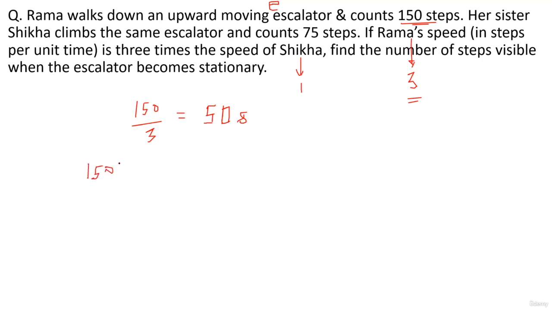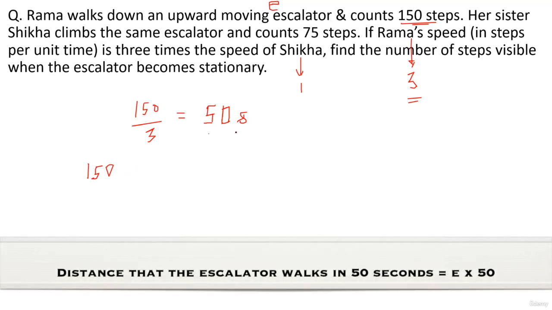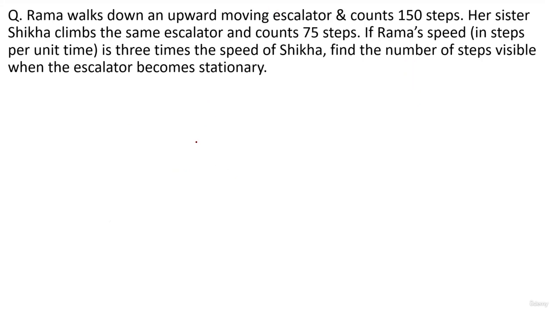Now, Rama takes 150 steps. Why did Rama take 150 steps? Because the escalator is basically moving up, and Rama is walking down. So the number of steps taken by Rama is more than the number of steps visible on the escalator, because she's walking against the movement of the escalator. The number of steps she has taken is definitely more than the number of steps visible on the stationary escalator. Okay, in these 50 seconds, how many steps would the escalator have moved up? Its speed e multiplied by its time, 50 seconds.